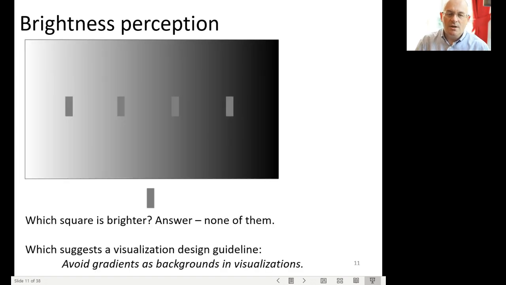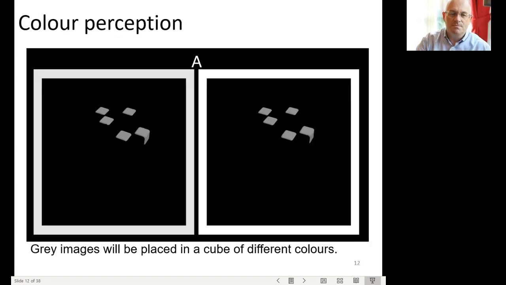Here's another similar illusion. If you're using gradients in images and in backgrounds, which is quite common, a sunset type gradient across the back of an image, anything you put in front of it will appear differently bright. Now you can use this in a design to highlight something, or you can realize that if you're trying to convey information with a brightness level, the relative brightness judgment that you make may not be accurate. So watch out for gradients in backgrounds.